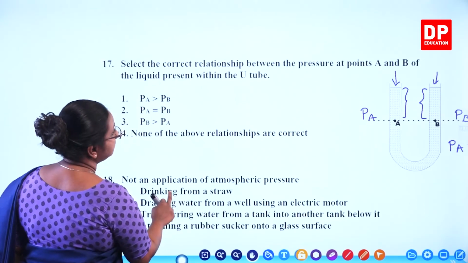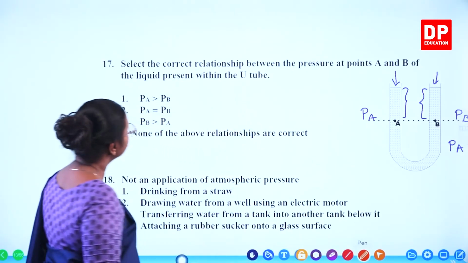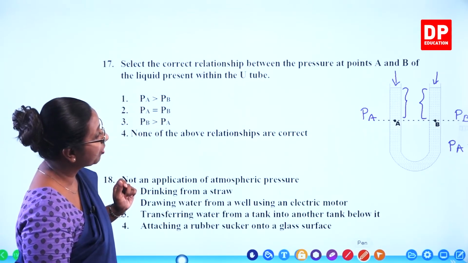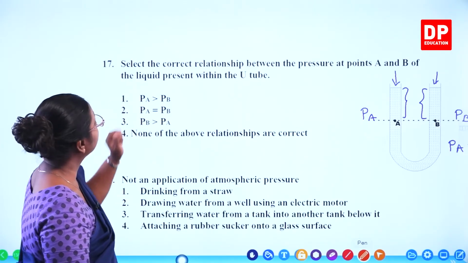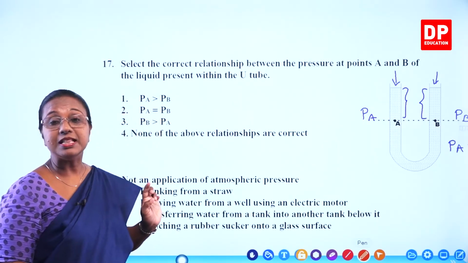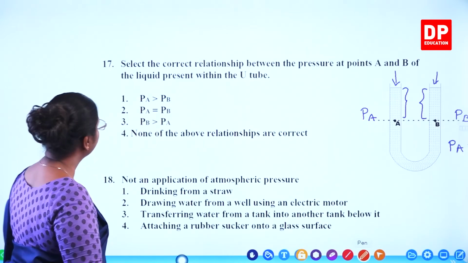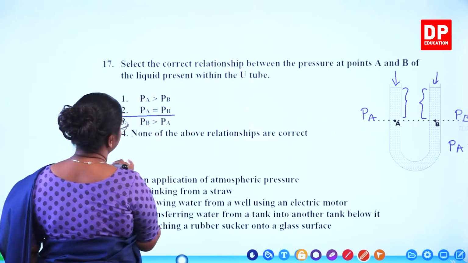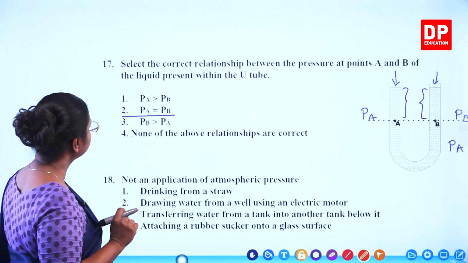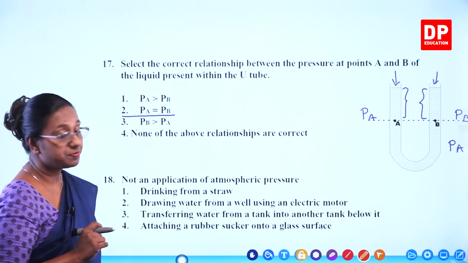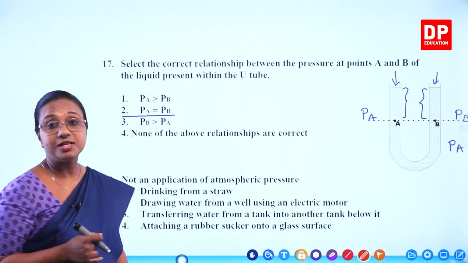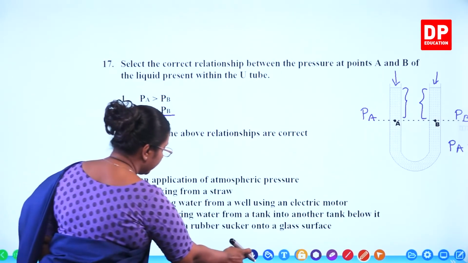Then, if we look at the answers, select the correct relationship between the pressure at point A and point B of the liquid present within the U-tube. PA greater than PB, that's not correct. PA equals PB, that is the correct relationship. PB greater than PA, that is also not correct. None of the above relationships are correct. No, that's also not true. So it is PA equals PB. Then the next one.